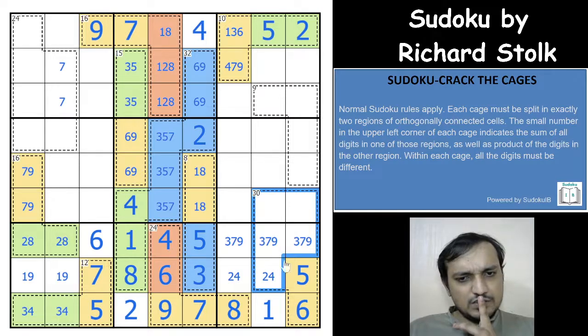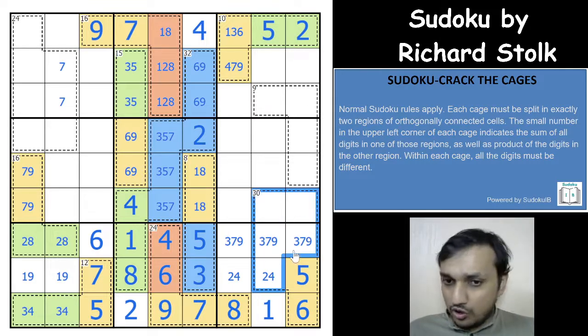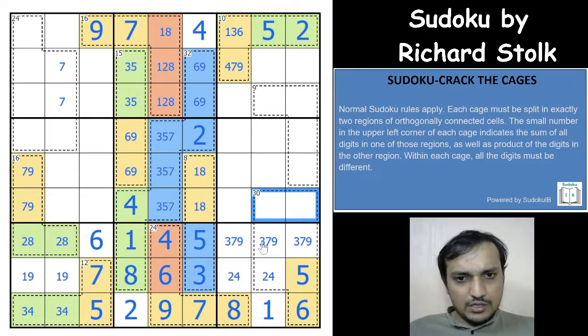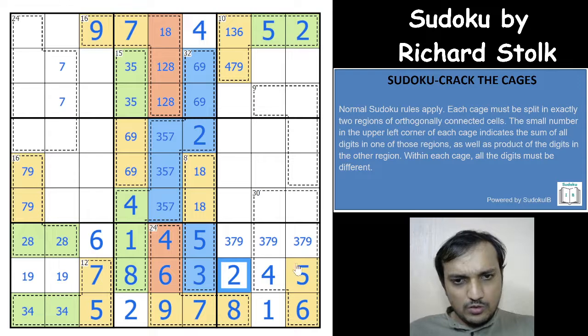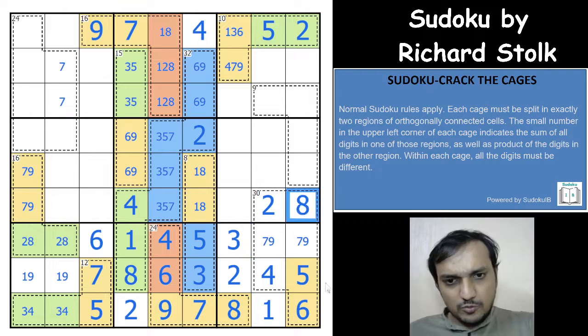Sum of 5 digits, 9, 8, 7 is 24, and 4 and 3 is 31. So 9, 8, 7, 4 and 2. The only possibility is 9, 8, 7, 4 and 2. 4 cannot be here. This cell would have to be a 4. This cell would have to be a 2. Cannot be this 3. This cell would have to be 3. This cell would have to be 8.